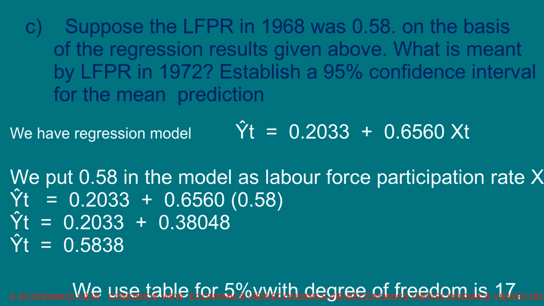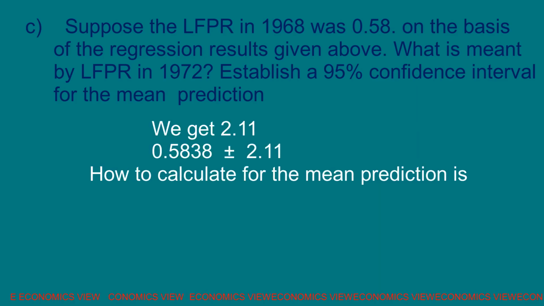Now we have to use the table value again. We can visit the table value. At 5% with 17 degrees of freedom, we can get 2.11. You can visit the table.